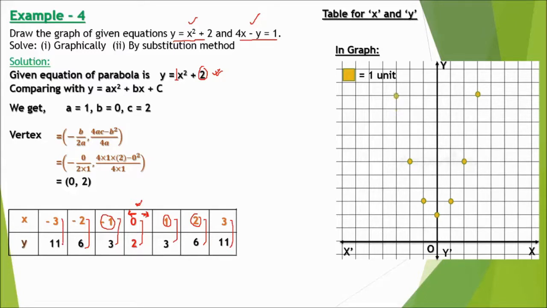Okay, minus 3, 11. Now we can draw with free hand. So this is the equation: y is equal to x square plus 2. Y equal to x square plus 2.